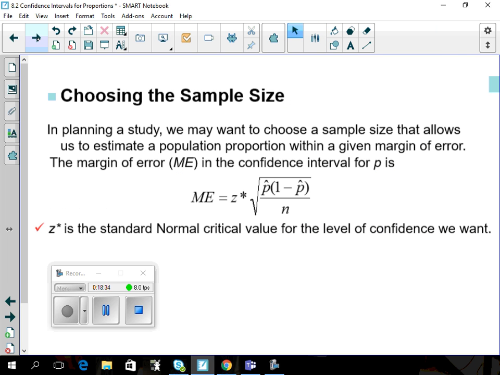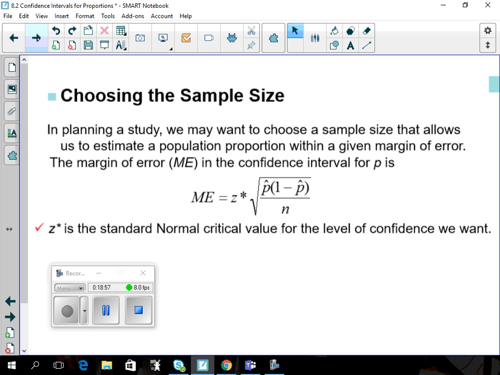All right, so let's move on to sample size, okay? So we know how to find a critical value, a z star. We know how to find a standard error. We know how to find a confidence interval for proportions. Let's figure out how to find a sample size that would be necessary, okay?